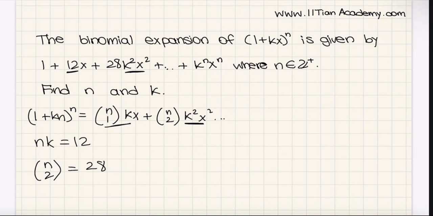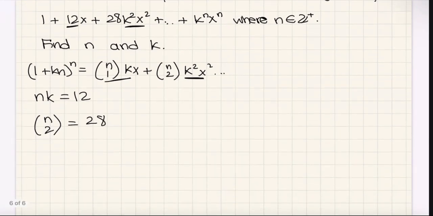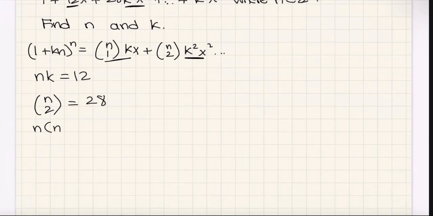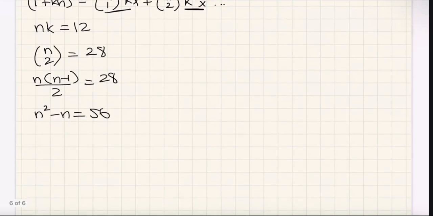Okay, so what is n choose 2? Well, by definition, n choose 2 is just going to be n times (n minus 1) over 2, so that's equal to 28. That means that n² minus n is equal to 56, and that means that n² minus n minus 56 is equal to 0. So now we can either solve this by using the quadratic formula or by factoring. I'm going to use factoring here, but either method will work.